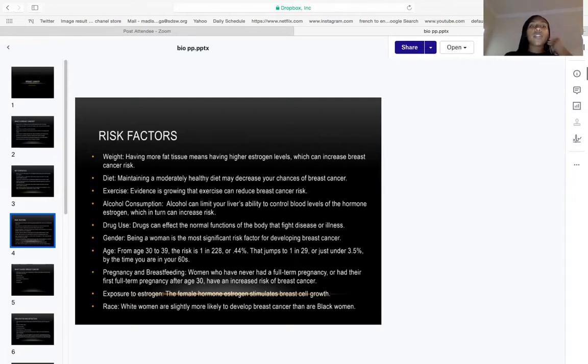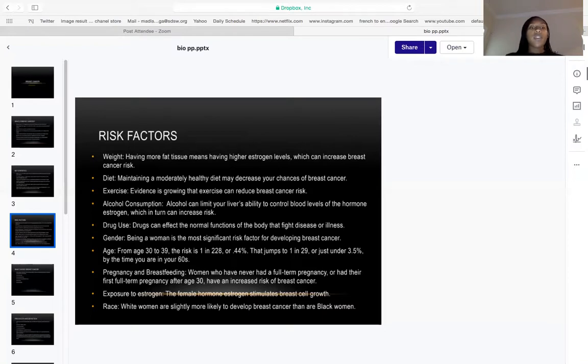Gender. Being a woman is the most significant risk factor for developing breast cancer. Age. From age 30 to 39, the risk is 1 in 228 or 0.44%. That jumps to 1 in 29 or just under 3.5% by the time you are in your 60s.